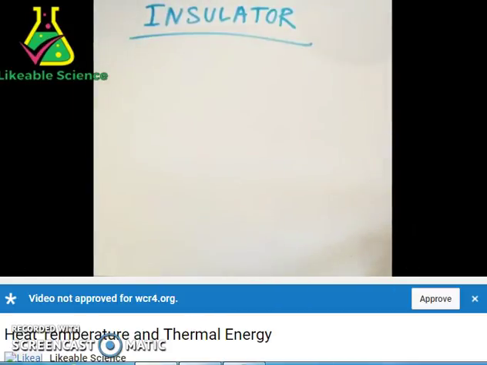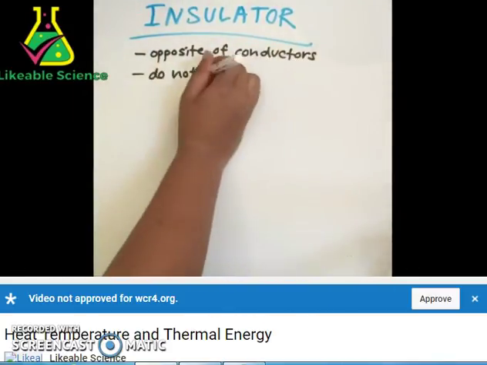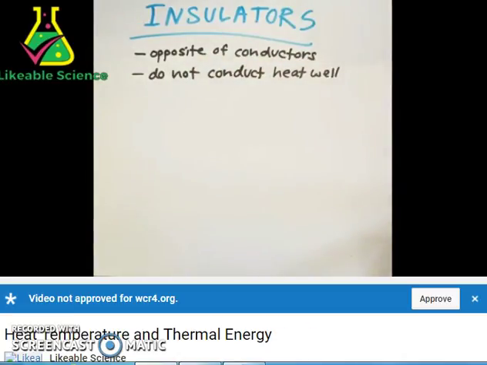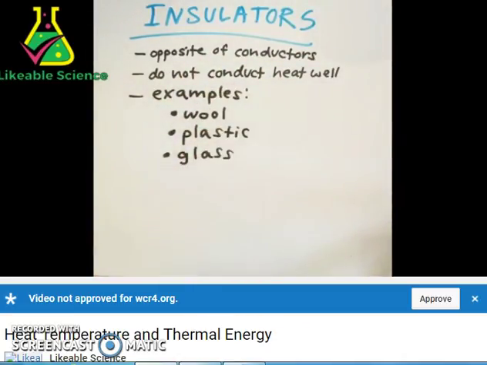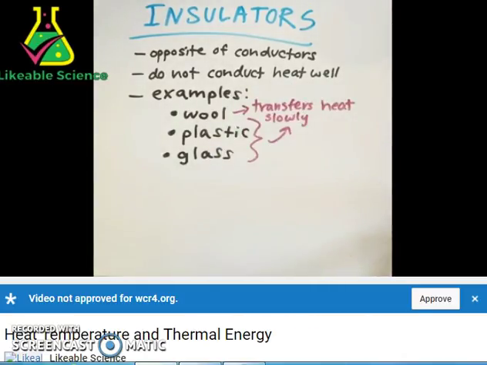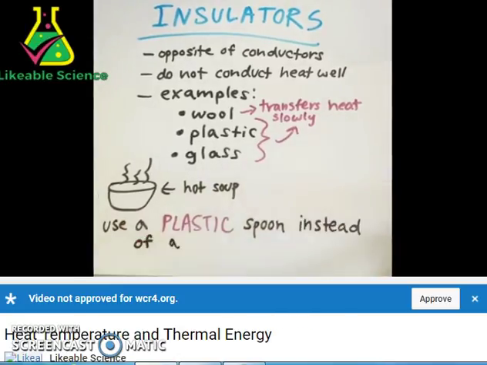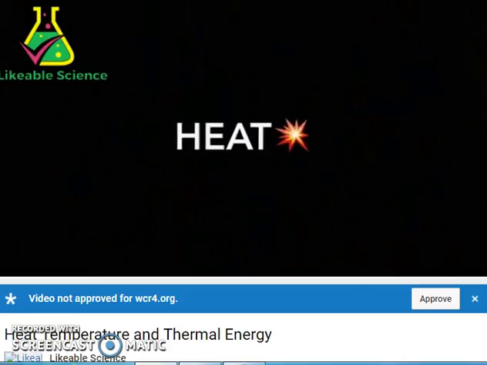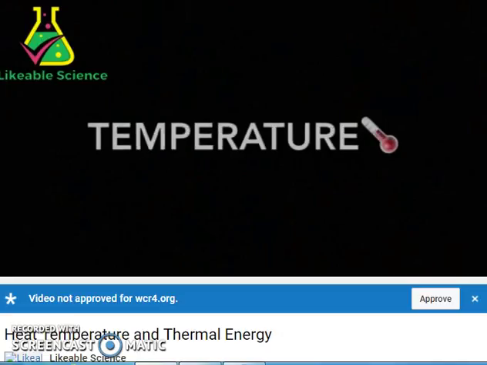Insulators are the opposite of conductors. They do not conduct heat well. For example, wool is used to keep warm because it is an insulator and does not transfer heat out of your body as fast as a conductor would. Another example of an insulator is plastic. If my soup is really hot, I ditch the metal spoon and eat it with a plastic spoon so that I don't burn my tongue. Well, now you know everything about heat, temperature, and thermal energy.